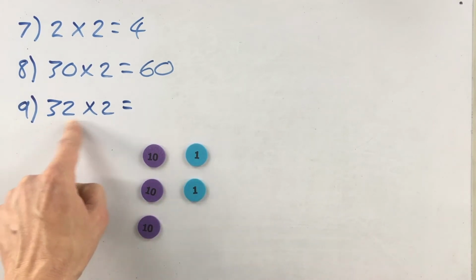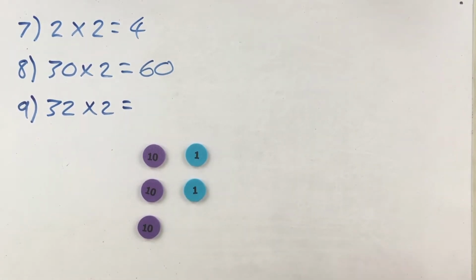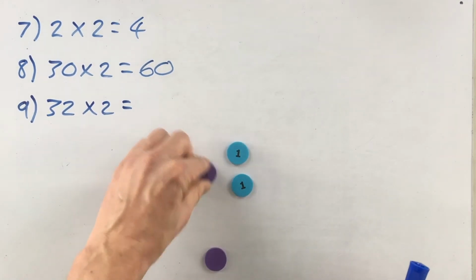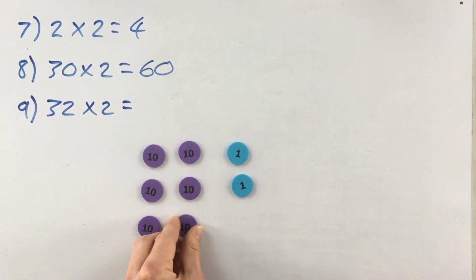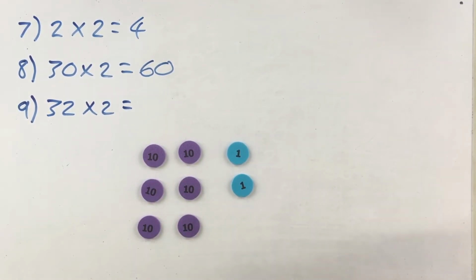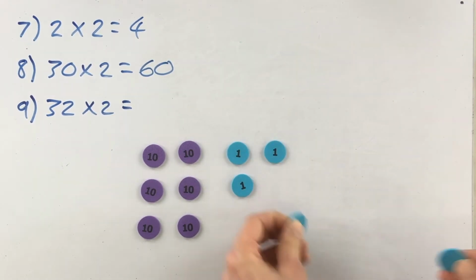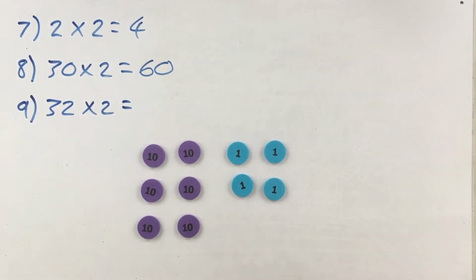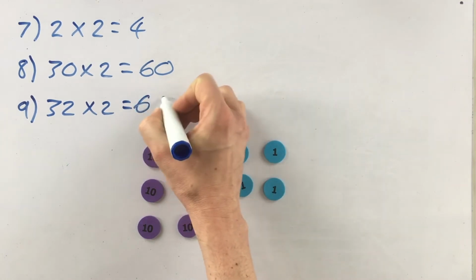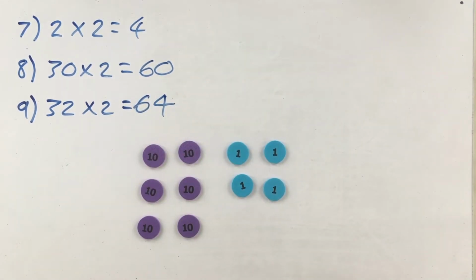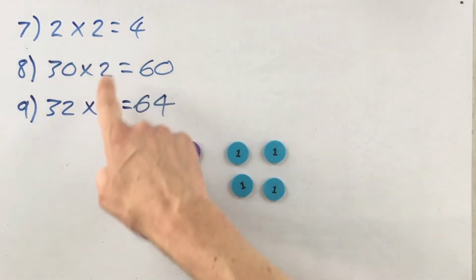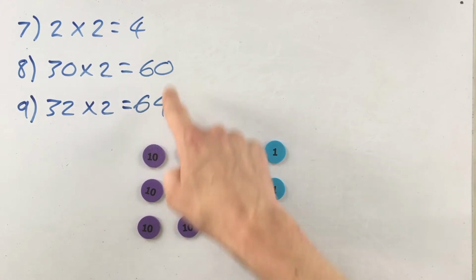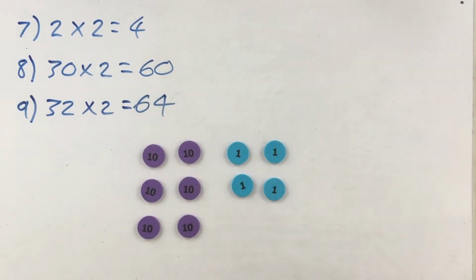But we're starting with 32 and we are doubling it. So it's the same as doubling 30 and then doubling 2. And the answer is 64. Obviously, because if 30 times 2 is 60 and 2 times 2 is 4, then you combine those answers and it gives you 64.